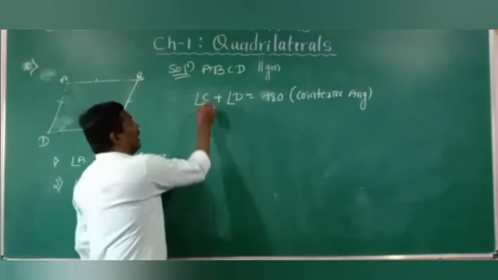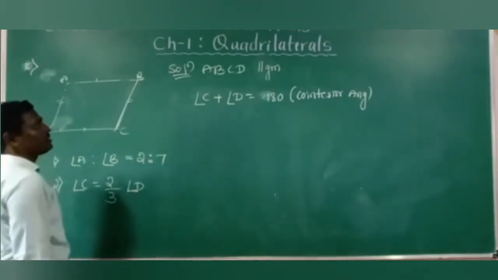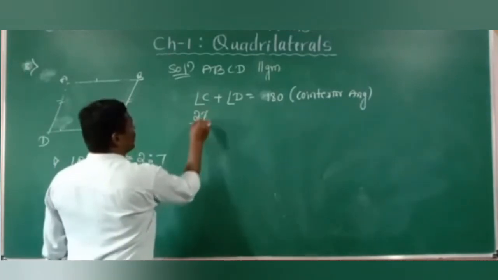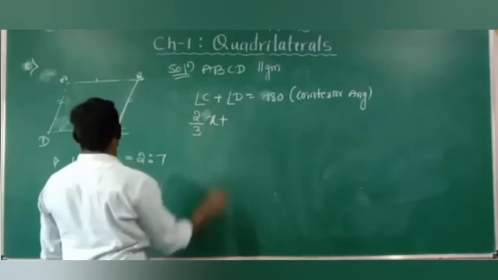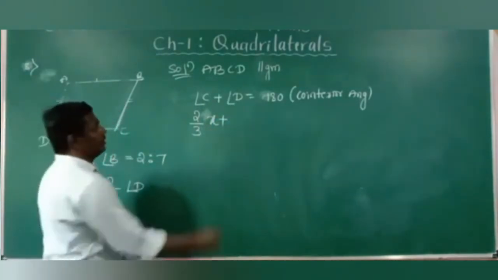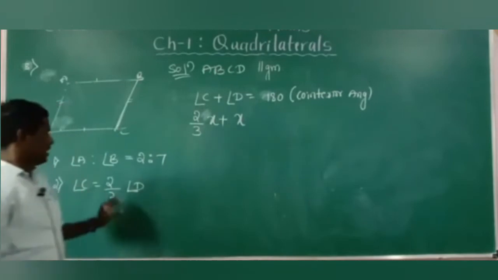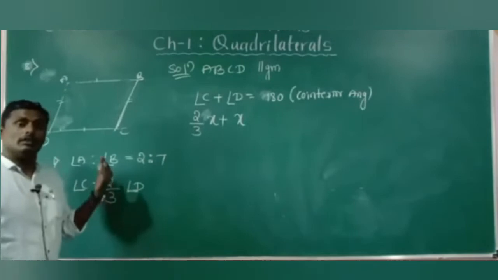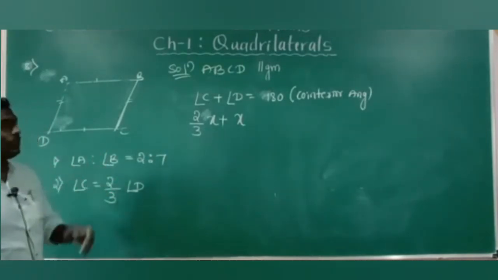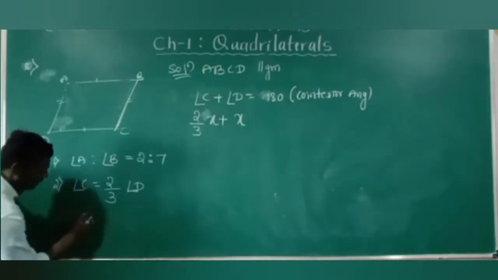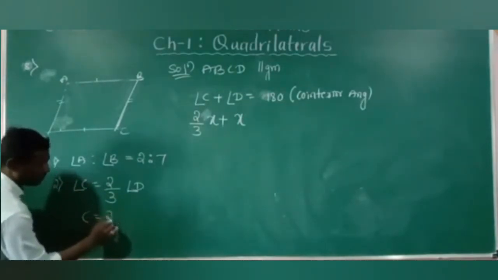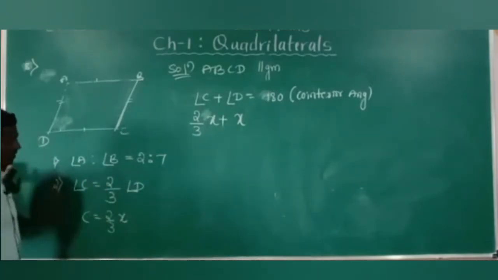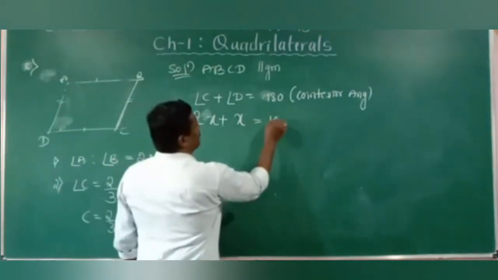Okay, here angle C is 2/3 times x, plus x. Angle D is x and angle C is 2/3 times the angle D. So here angle C is nothing but 2/3 times the angle D, okay, is equal to 180 degrees.